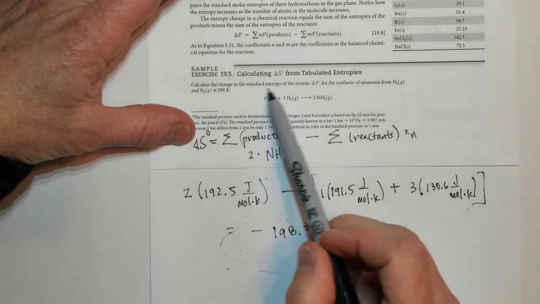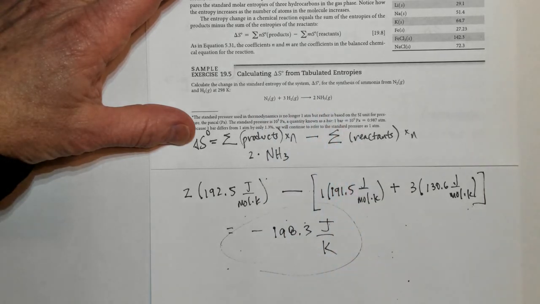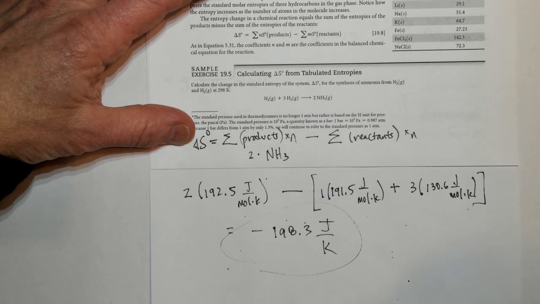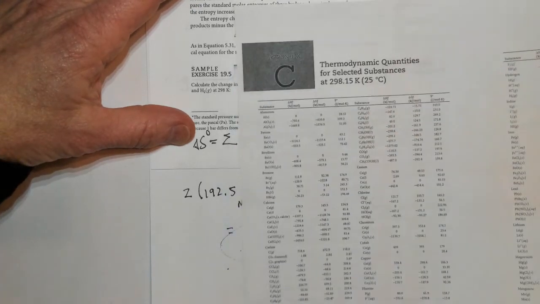Now, does this go with our prediction of a reaction like this? We go from 4 moles of gas to 2 moles of gas. Would we expect the entropy to become more arranged or more ordered? Yes, it is a negative entropy once we calculate it from the Appendix C values.